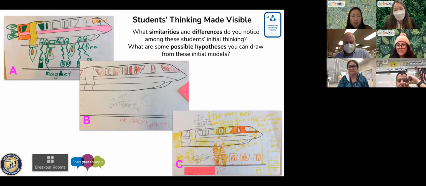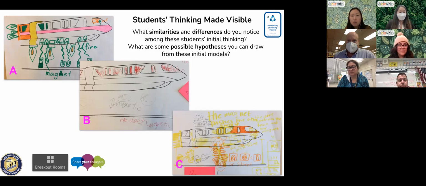So there is a common understanding of magnets, while some seem to have elaborated more than others on that, right? A and C, in addition to magnets, also included fire in the models. So there's something to look at there. All right, appreciate your thoughts.